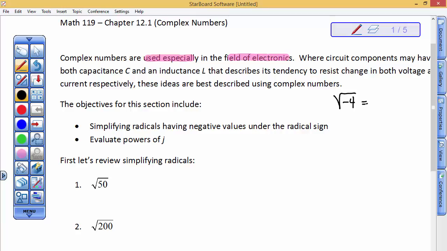Prior to now, we would have no way to deal with that because the square root of a number is the value that when you multiply that value by itself, you get the number under the radical. Well, there is no number that you can multiply times itself. You know, -2 times -2 is +4, not -4. And again, it's got to be the same number. So we're going to be dealing with square roots in this chapter.